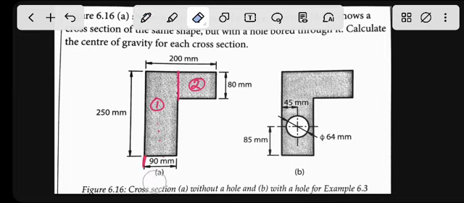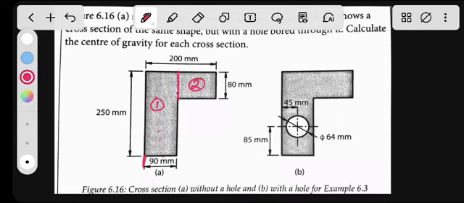It's the distance going from there to the middle. So our x bar will be 45. So we can say x bar 1 will be 90 divided by 2, which is 45 millimeters. Remember, it's from there until here in the center.